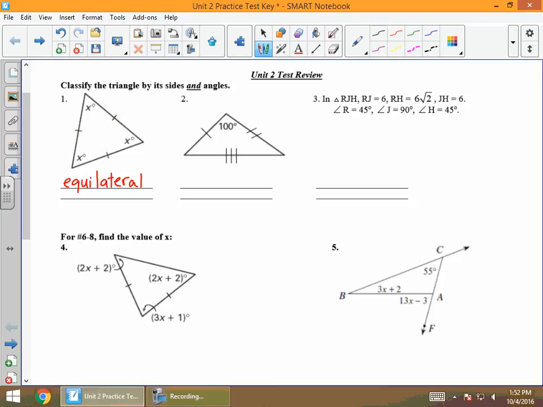So that is equilateral. And number 2, I see the left side here has 1 mark. The right side has 2 marks, meaning they're different. And the bottom side has 3 marks, meaning it's also different. So all 3 sides are of different lengths. We call that scalene. And then number 3, it says in triangle RJH, RJ equals 6, RH equals 6 radical 2, so they are different. And JH equals 6. So I have 2 sides the same. That is called isosceles.